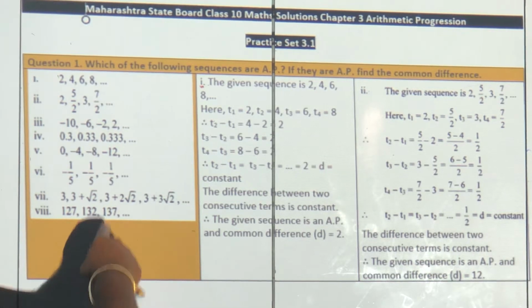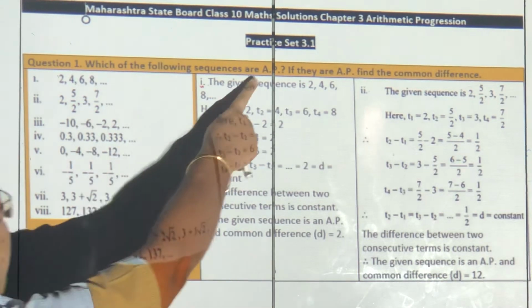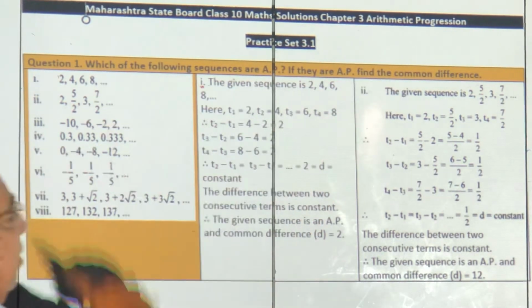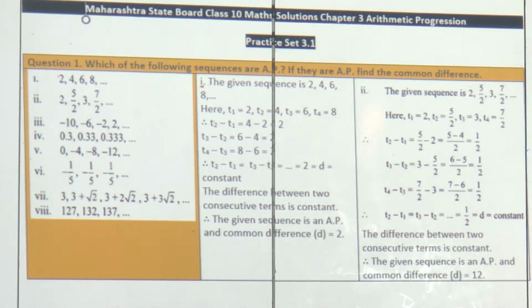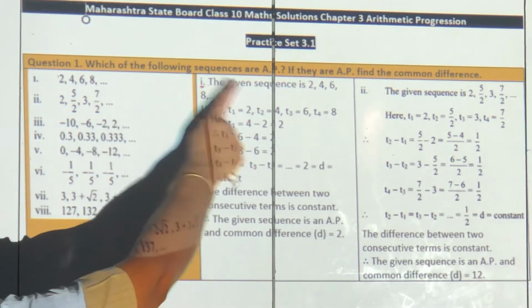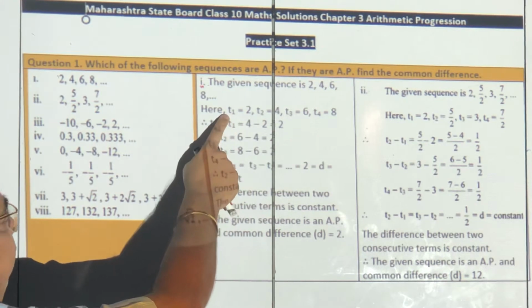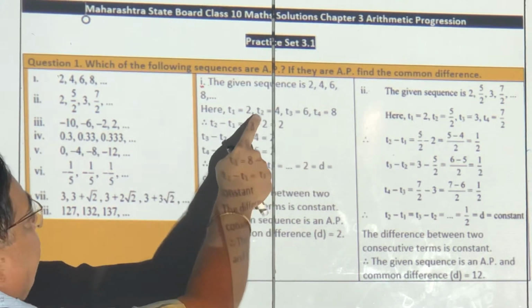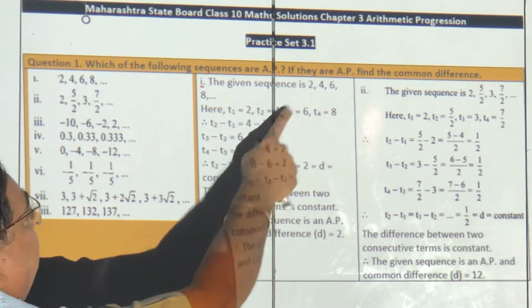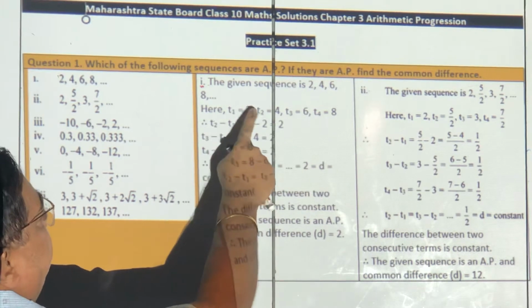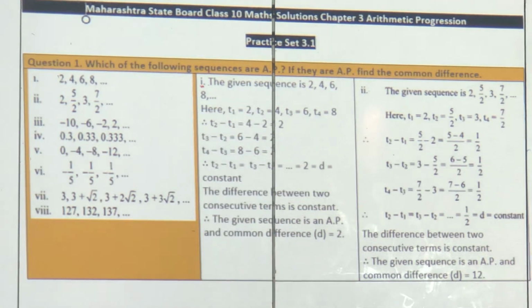So they are asking, which of these 8 are arithmetic progressions? If they are, then find the D, the difference between the terms. If they are not, you don't find anything. First sum: 2, 4, 6, 8. First term is called T1, and the first term is 2. T2, the second term, is 4. T3 is 6. T4 is 8. Terms are numbered with a subscript.